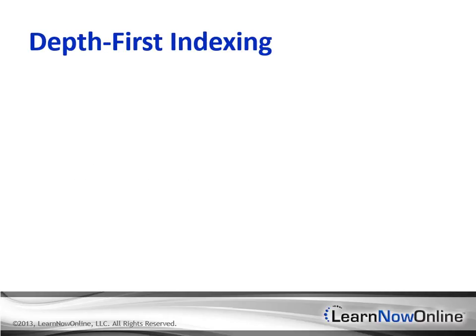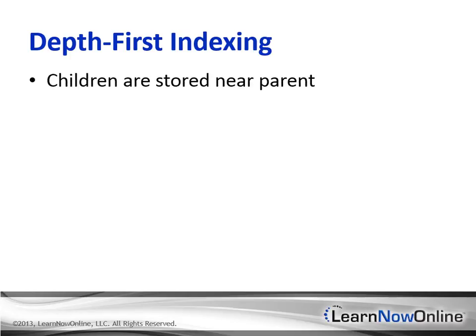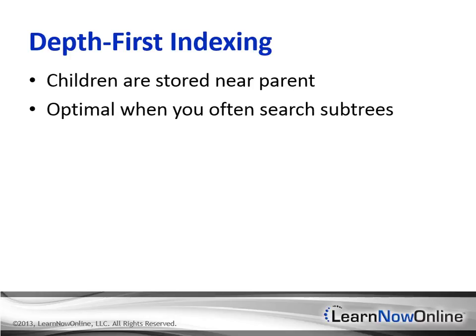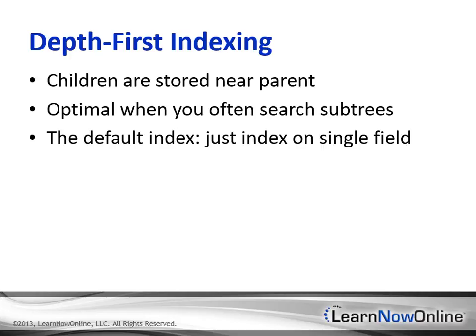All right, so first I want to talk about depth-first indexing. With depth-first indexing, the children of a node are stored near the parent, closer than the parent's siblings. This indexing scheme is optimal when you often need to search subtrees rather than across a single level. And this is the default index type when you index on the hierarchy ID field.